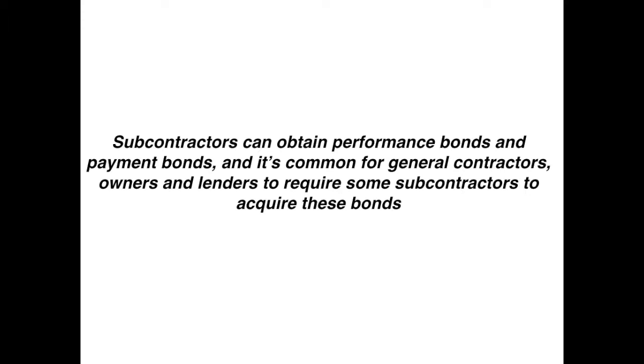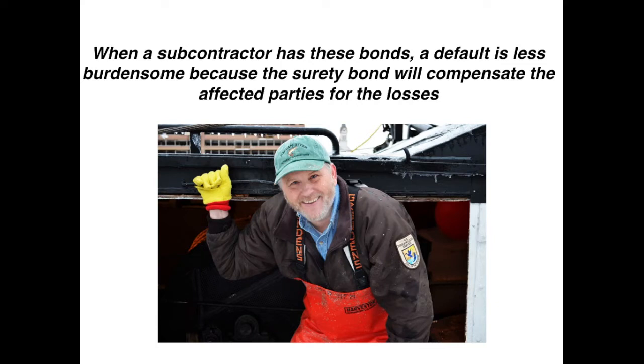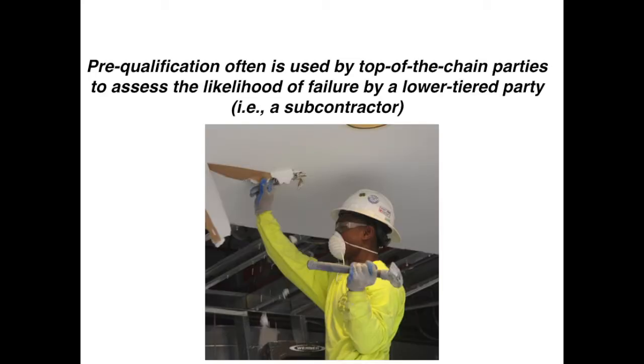Subcontractors can obtain performance bonds and payment bonds, and it's common for general contractors, owners, as well as lenders to require some subcontractors to acquire these bonds. When a subcontractor has these bonds, a default is less burdensome because the surety bond will compensate the affected parties for the losses. Pre-qualification. Let's analyze this one also.